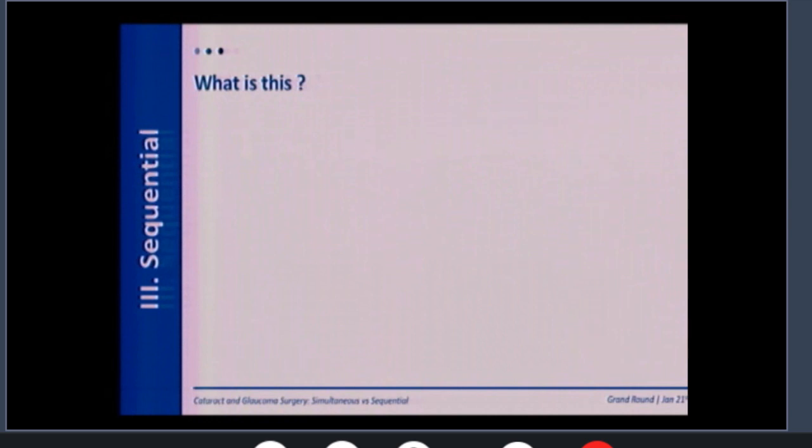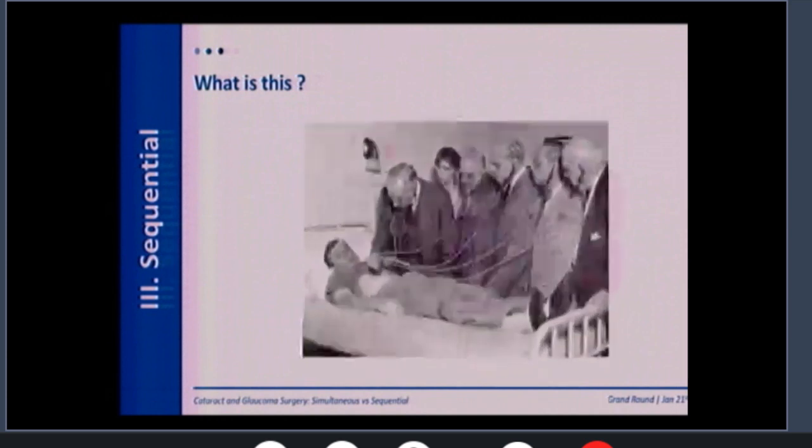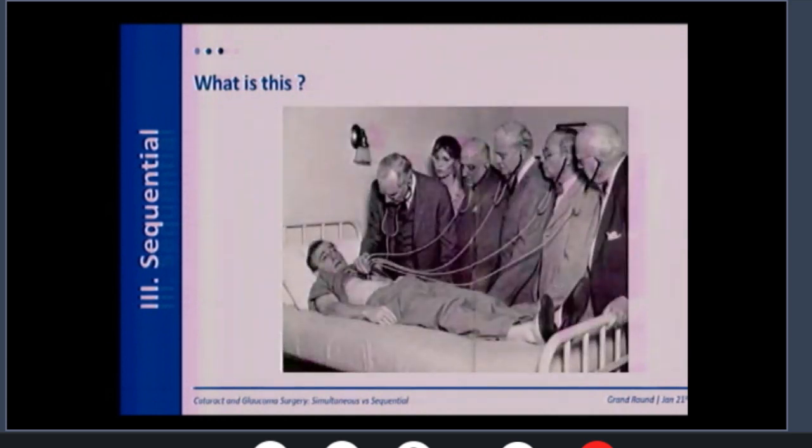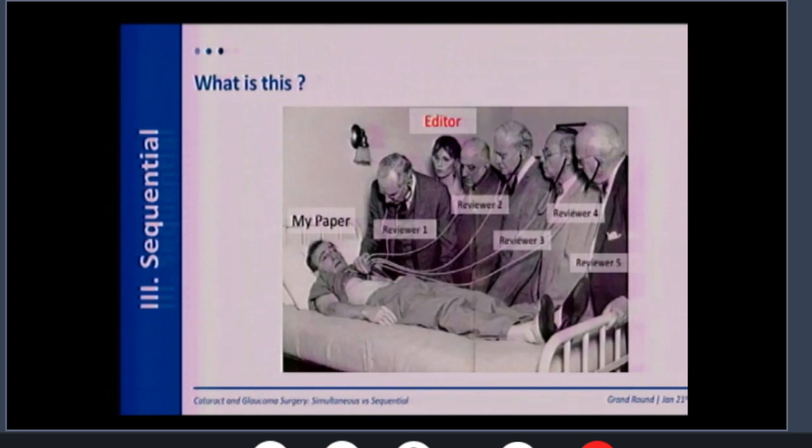So now we're done talking about starting cataract surgery first, and then I'll move on and talk about starting glaucoma surgery first. And before I move on, I'd like to ask you what you think this is. This is not a sick person lying on a bed with doctors listening to it. This is a paper sent to a journal, and those are all the reviewers. And the editor is over there waiting for the verdict.